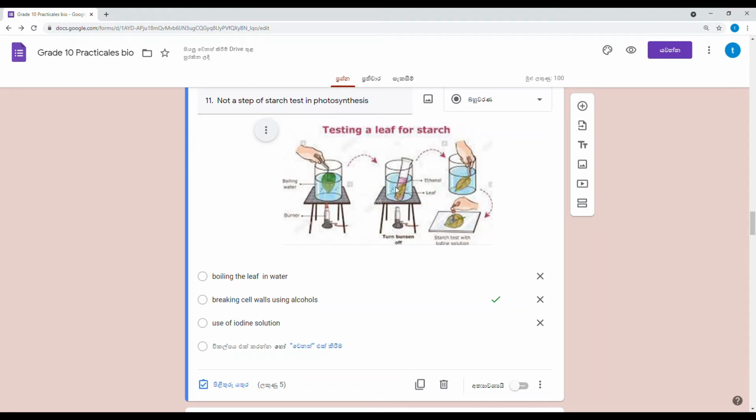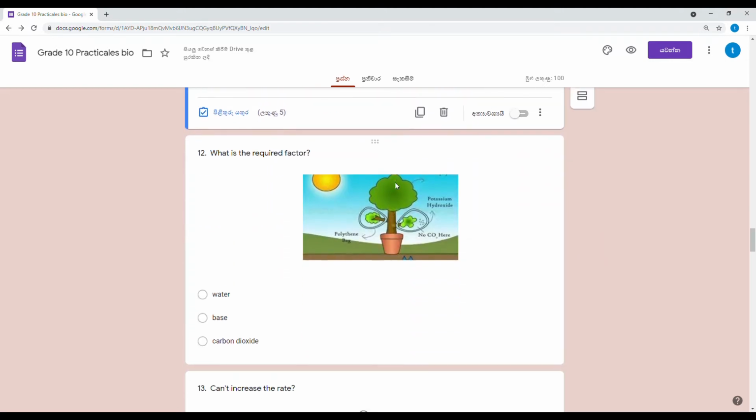But we know why we select the alcohol, because alcohol is an organic solvent. In the alcohol we can dissolve this chlorophyll pigment. That's the reason, not any other reason. Likewise, we continue this practical. And after that you get this one.